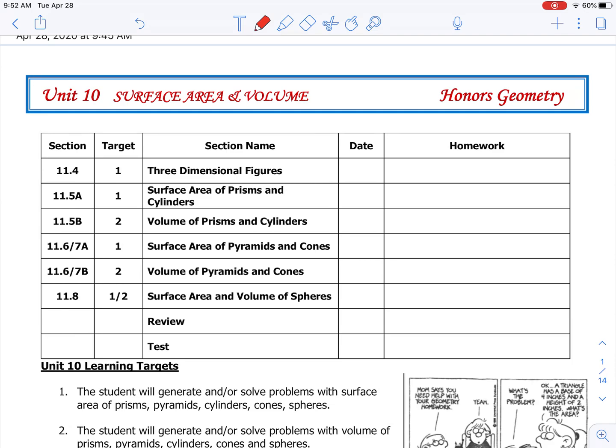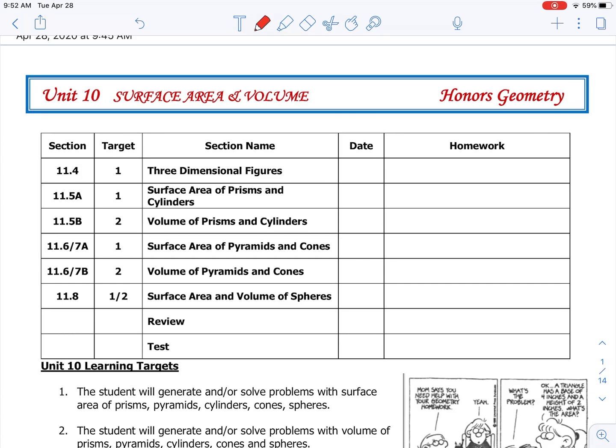But in this case, we're going to be looking at three-dimensional figures that enclose that space. Thus, we refer to that three-dimensional space as volume. This week, we're going to talk about three-dimensional figures in general, some terminology for them, some interesting features. We're also then going to look at surface area of prisms and cylinders and volume of prisms and cylinders.